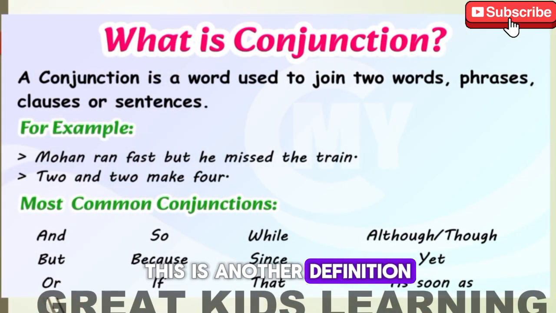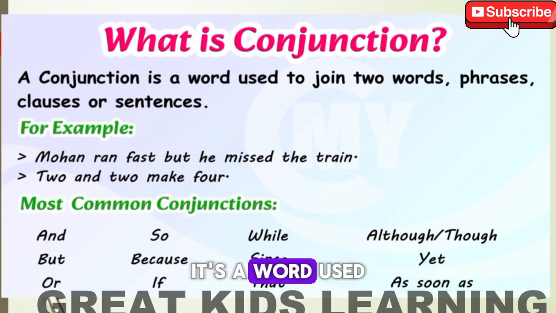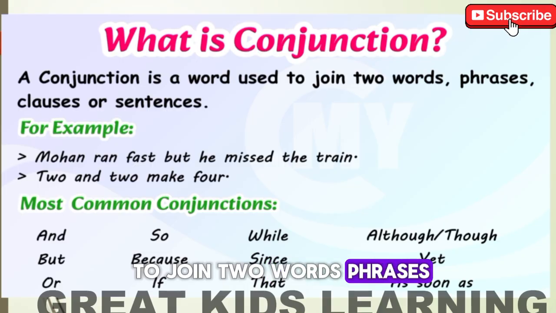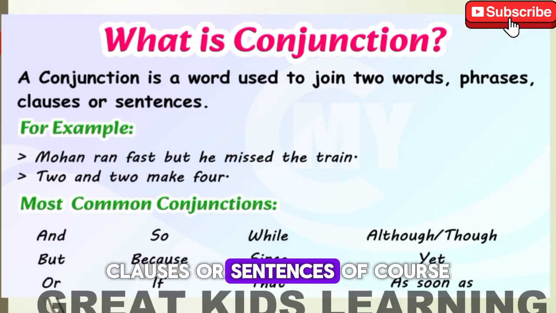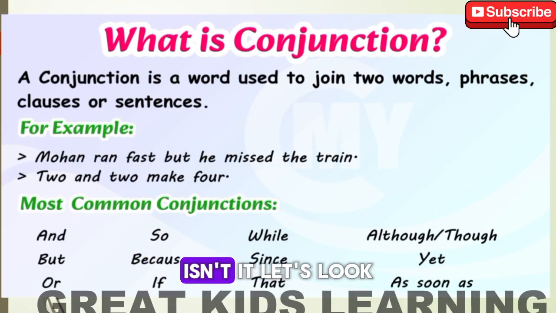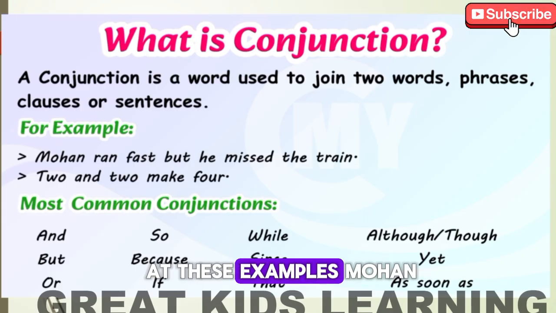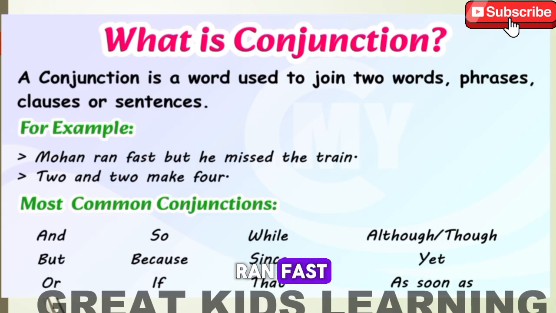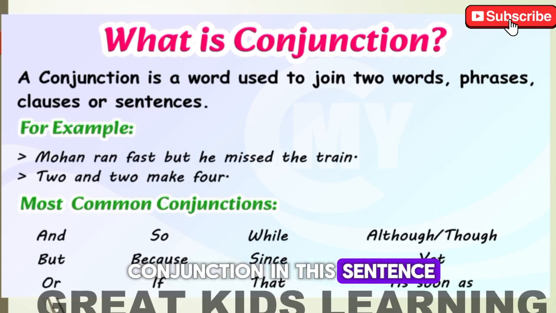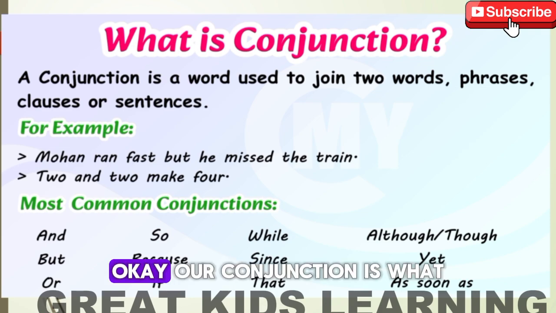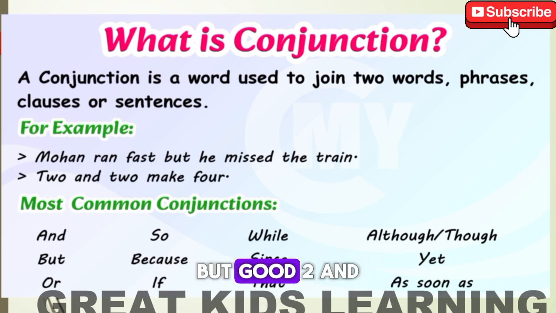This is another definition of a conjunction. It's a word used to join two words, phrases, clauses, or sentences. Of course, we're talking about the same thing, isn't it? Let's look at these examples. Mohan ran fast, but he missed the train. So where is our conjunction? Can you circle the conjunction in this sentence? Our conjunction is what? But. Good.